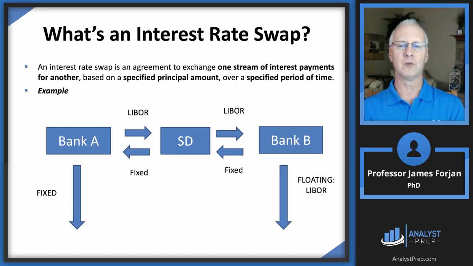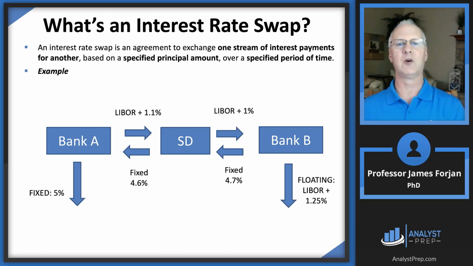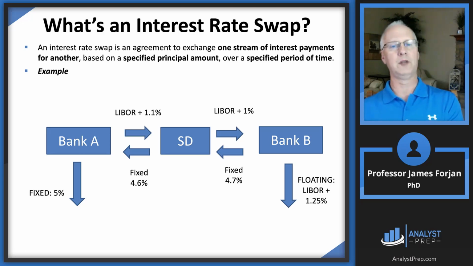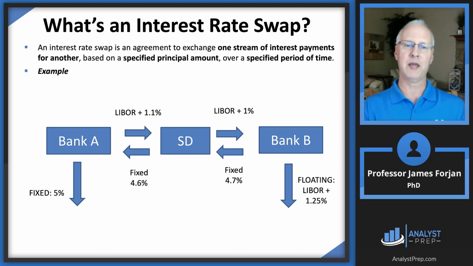Now, of course, the swap dealer in the middle is not going to do this stuff for free. So let's do another slide that looks almost identical to that slide, but it has some numbers attached to it. So let's start over here at Bank A. Let's suppose Bank A is paying a fixed 5%. Bank B is paying a floating rate of LIBOR plus 125 basis points. All right, so what's going to happen is that Bank A is going to call the swap dealer and say, will you make my fixed payments for me?